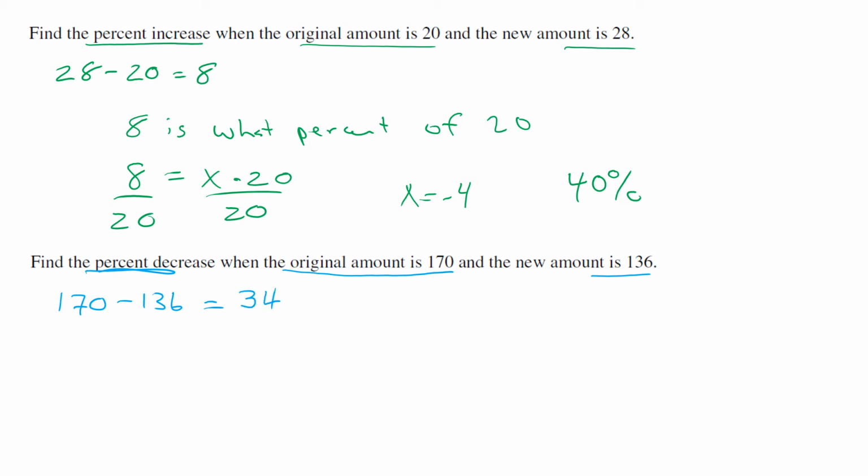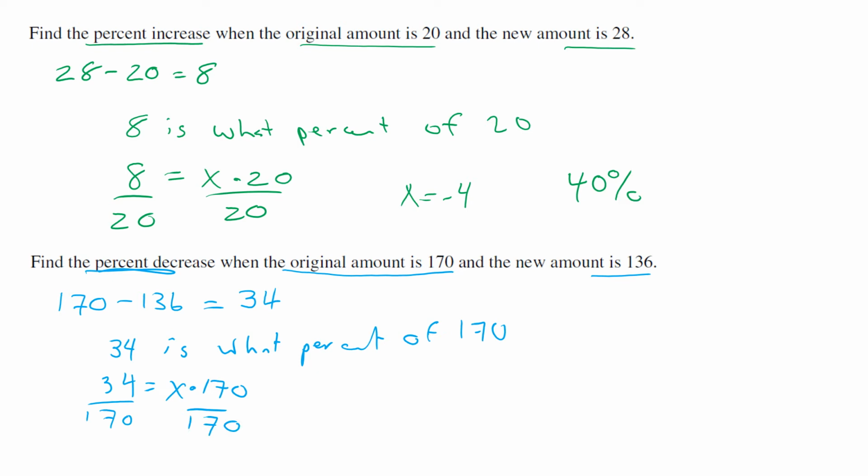And so we want percent decrease. So what we want to do is we want to take 34 is what percent of 170. So 34 equals x times 170. 34 divided by 170. X is going to equal 0.2. So in percentage, that's going to be 20%. Right? So once we find the difference, we want to divide by the original amount.